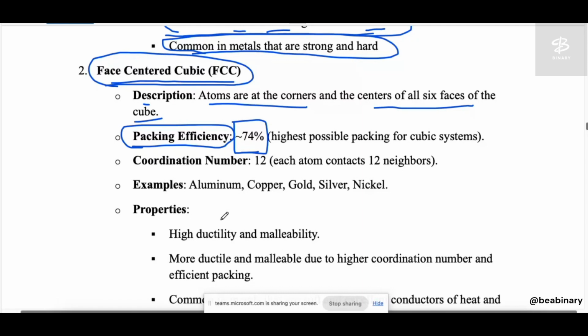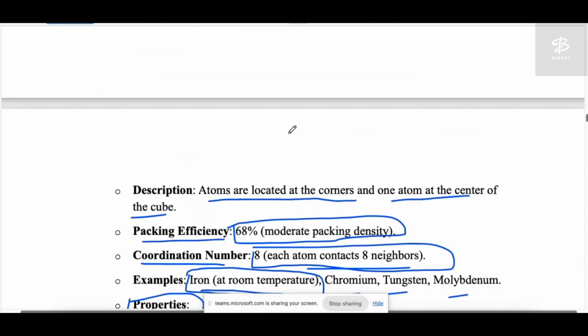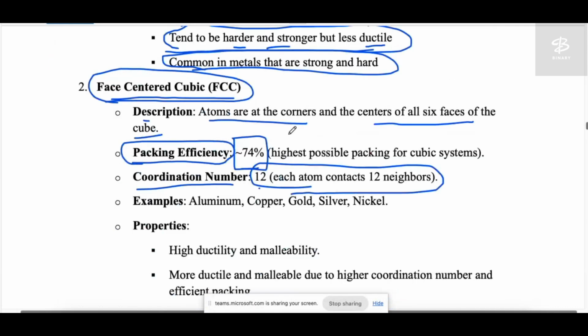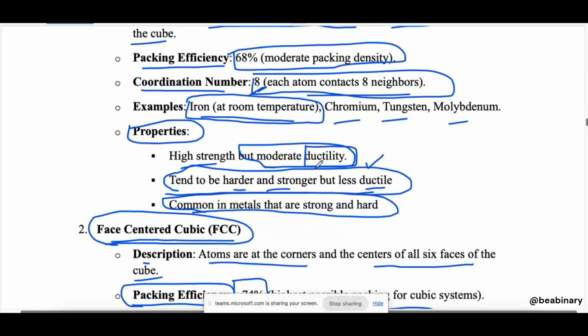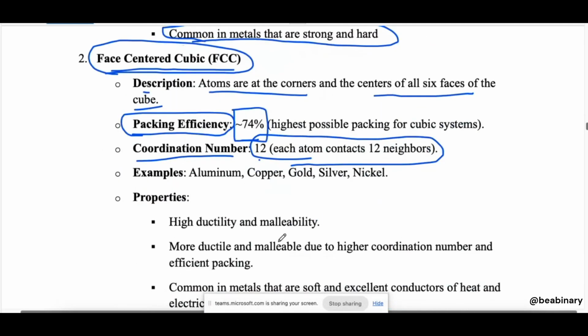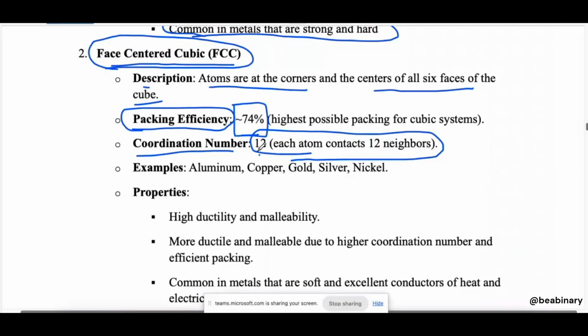If we talk about the coordination number, similar to the previous one, the coordination number means the neighboring atoms, how many atoms each atom touches. There are 12. Each atom contacts 12 neighbor atoms. In the previous case we have 8 atoms as the coordination number. But in case of the FCC, there are a total of 12 atoms and a coordination number of 12, which means each atom contacts 12 neighboring atoms.